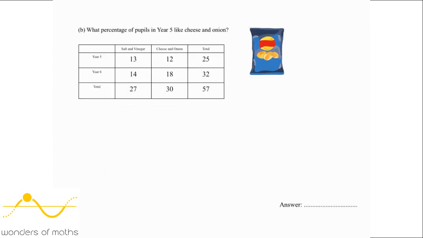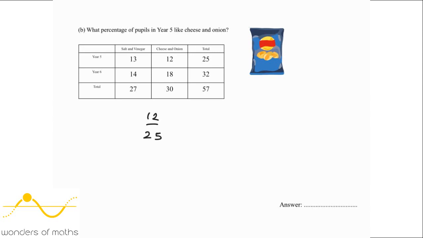The second part is asking what percentage of pupils in Year 5 like cheese and onion. We can see here that some of the words in the question overlap with those in our table. This will help us extract the data. If you can recall, 12 pupils in Year 5 preferred cheese and onion, and there are 25 pupils in Year 5 in total. We can start off by expressing this as a fraction.